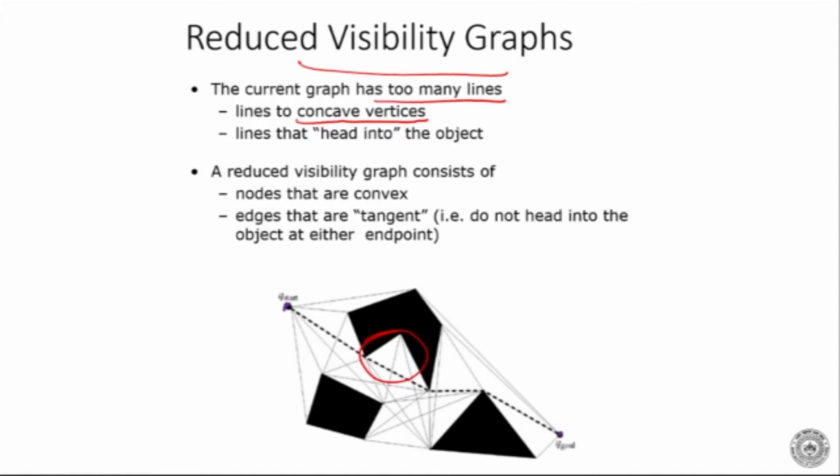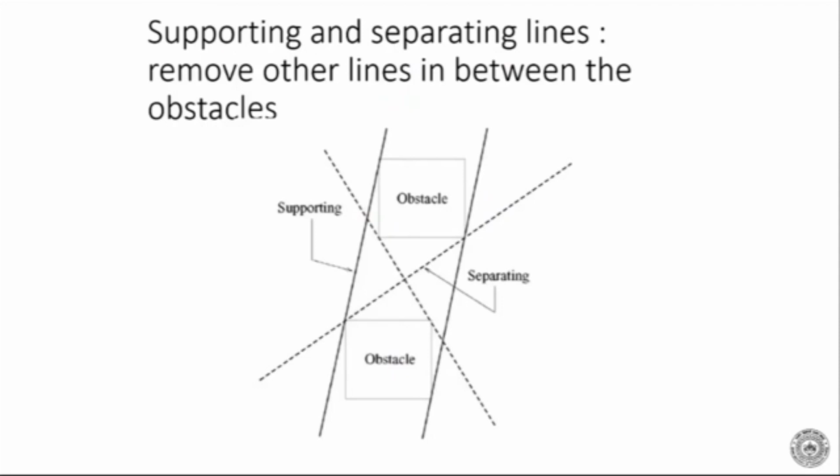Okay, so a reduced visibility graph consists of nodes that are convex, edges that are tangent and do not head into objects at either endpoint. So first of all, we are reducing it such that anything that is roads which are going into the concave parts, we will remove it. Okay, because they are taking more distance, they're increasing the length without doing anything useful. So how do we do that? We use the supporting and separating lines.